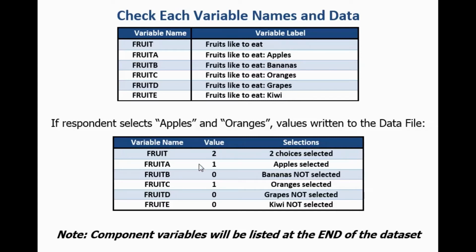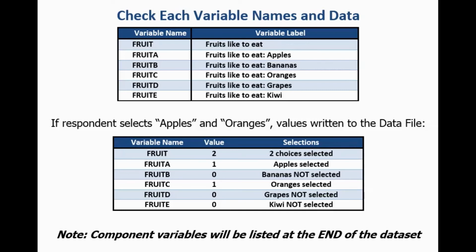Now for the data file, if the respondent had selected, for example, apples and oranges, these values would be written to the data file. Since they made 2 selections, the value would be 2 for that composite variable of fruit. And then if it was a choice that was selected, such as apples and oranges, the value there is going to be 1. For the choices that were not selected, such as the B choice, which was bananas, and the grapes and the kiwi choice, the last 2, those will have a value of 0 because they were not selected.